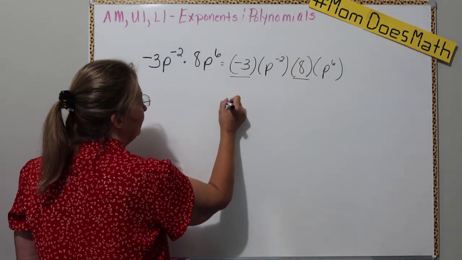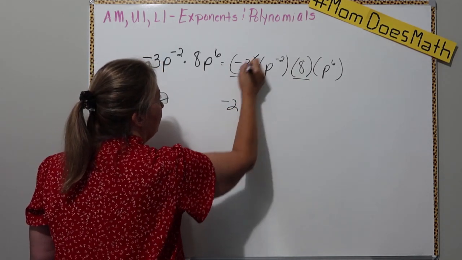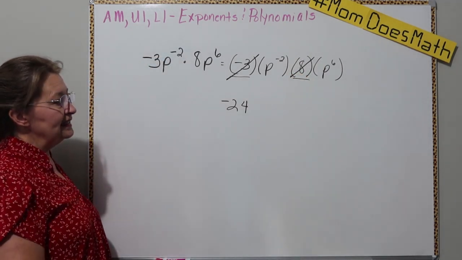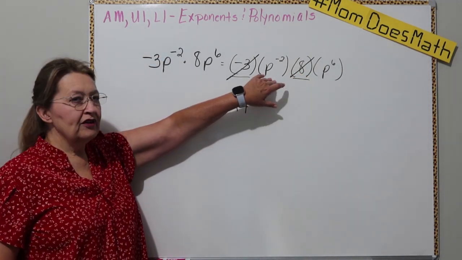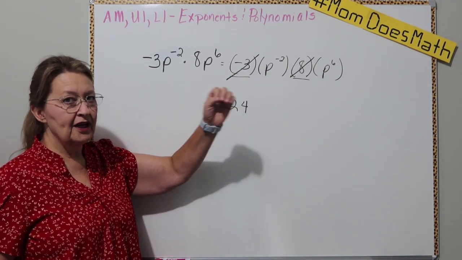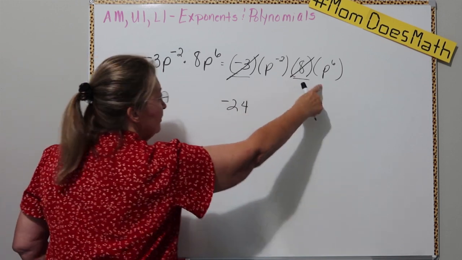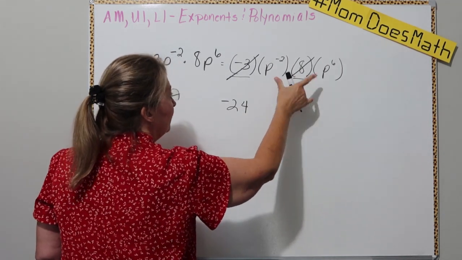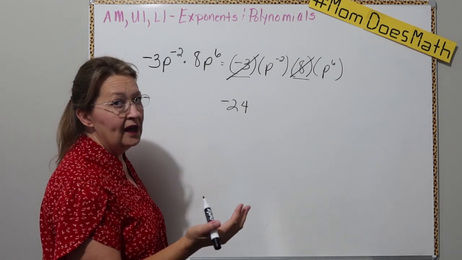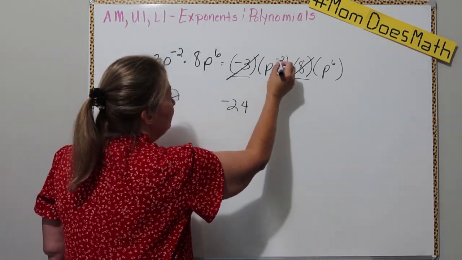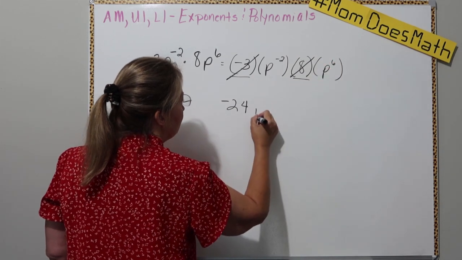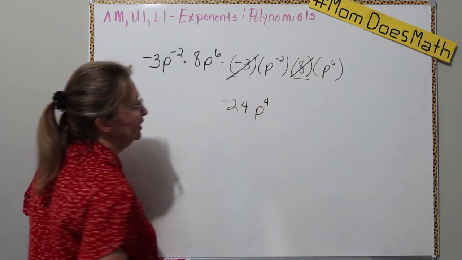Negative 3 times 8 is negative 24, and that just took care of those two things. So now let's look at these. Do I want to flip this now? Well, you could, but then you're going to have another step. So watch this. Since both of these bases match, what do you do when you multiply two bases together that have exponents? Well, you add the exponents, right? So if I just go ahead and add these, what's negative 2 plus 6? Well, that's 4. So you have p to the 4.